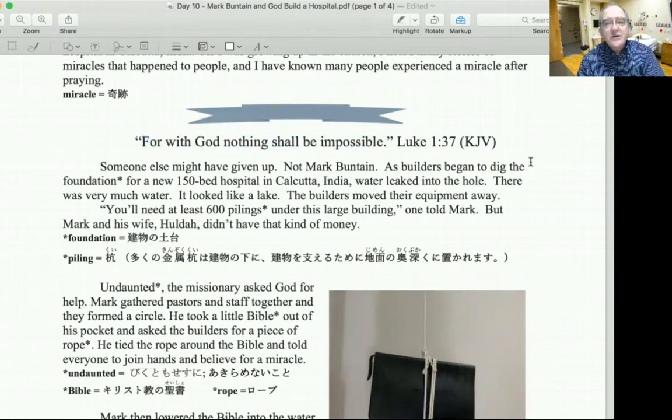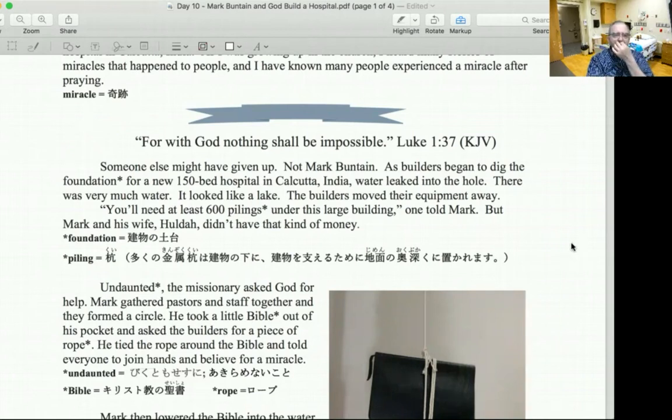This comes from the Christian Bible. Let's read our story. Someone else might have given up, not Mark Buntain. As builders began to dig the foundation for a new 150-bed hospital in Calcutta, India, water leaked into the hole. There was very much water. It looked like a lake. The builders moved their equipment away. "You'll need at least 600 pilings under this large building," one told Mark. But Mark and his wife Hulda didn't have that kind of money.